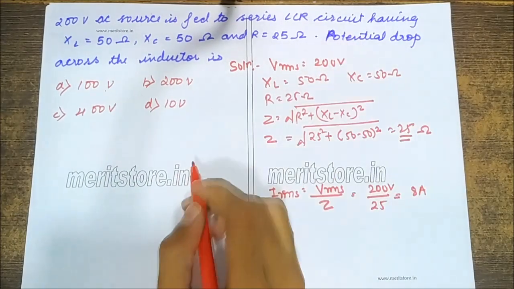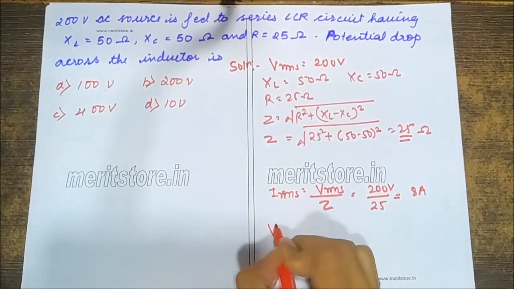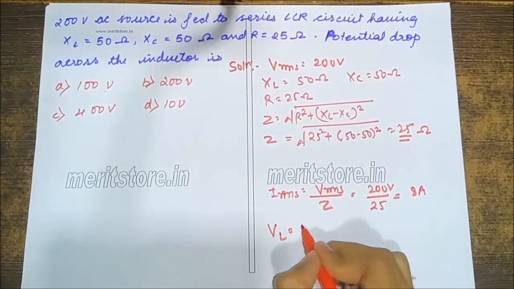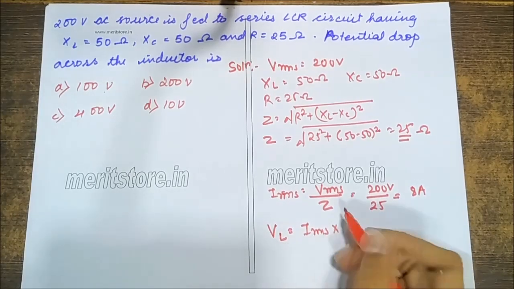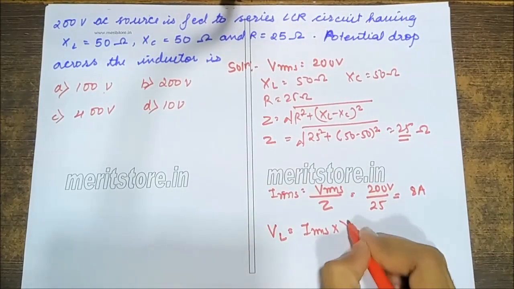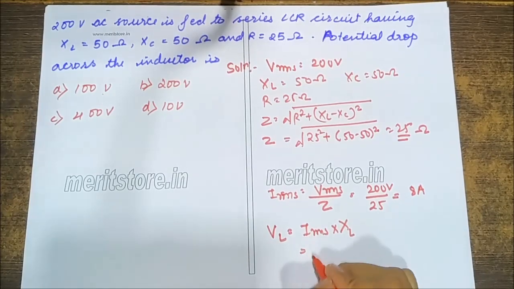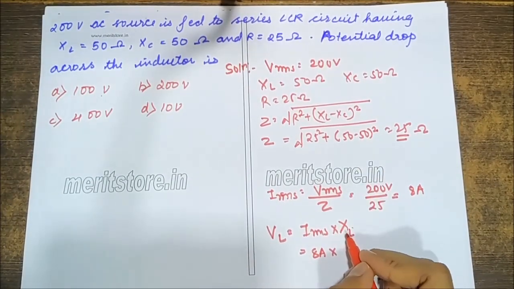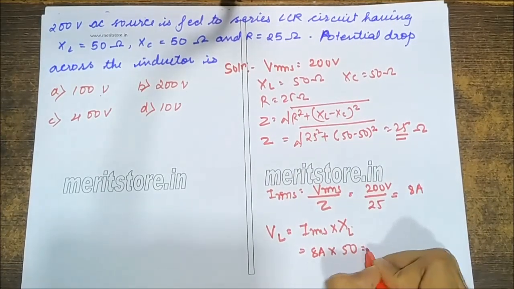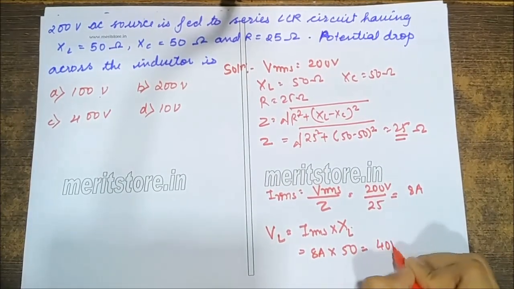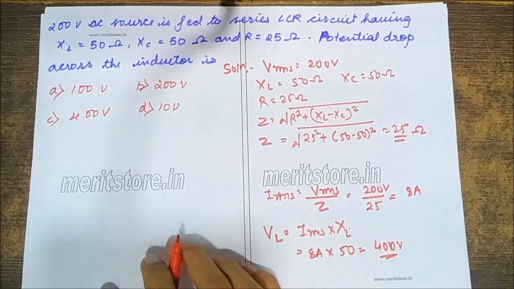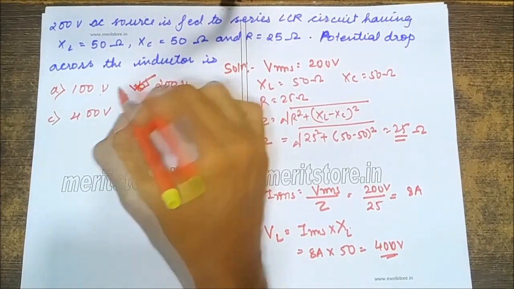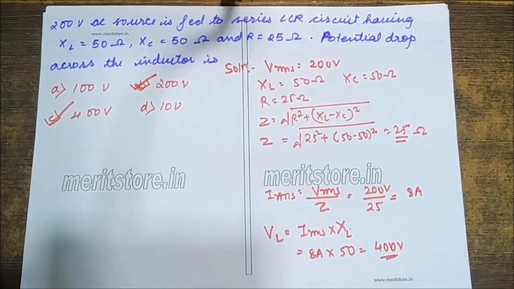Now we are all set to find the potential drop across the inductor, that is V across L, which is the current through the inductor multiplied by the inductive reactance. So that will be IRMS, which we found to be 8 amps, multiplied by the inductive reactance, 50. That is 400 volts of potential drop. So it is option number C, 400.